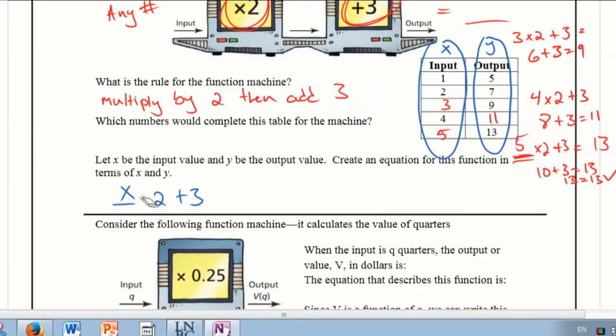I guess x times is a little bit confusing. So x2, and then the output is what I'm going to end up with. So I'm going to just rewrite this to make a little bit more sense. So our output is going to be 2 times the input plus 3. 2x plus 3. We usually write the number in front of the variable, so that's why I switched the order from x times 2 plus 3. But it's the same thing, right? The order of multiplication doesn't matter. So that's an equation that'll figure out any output for any given input.